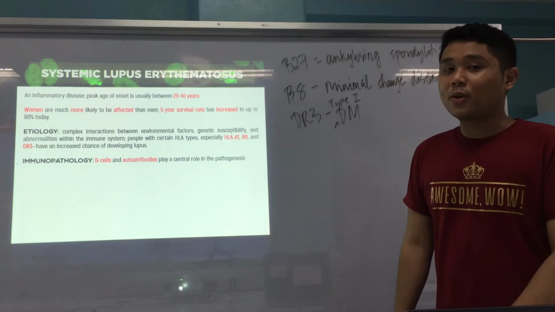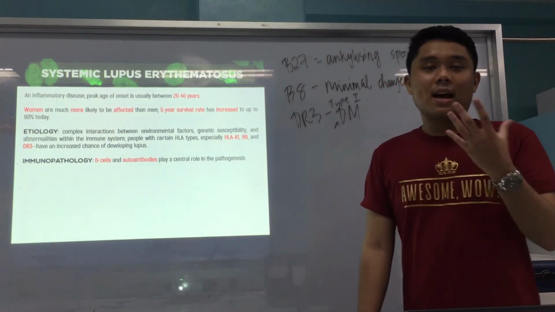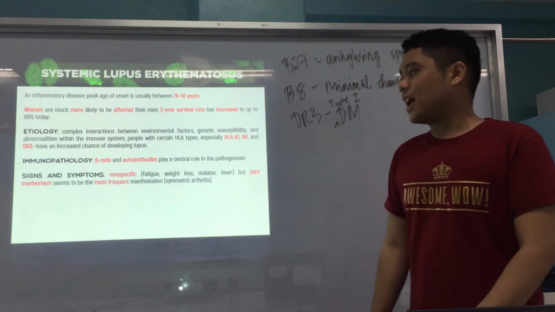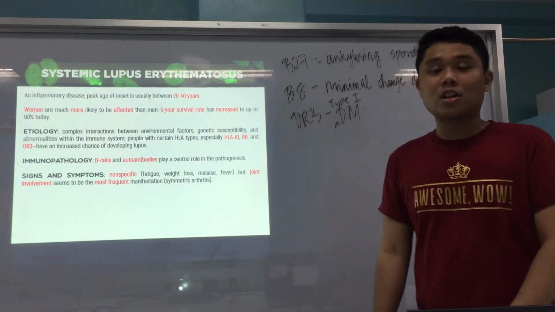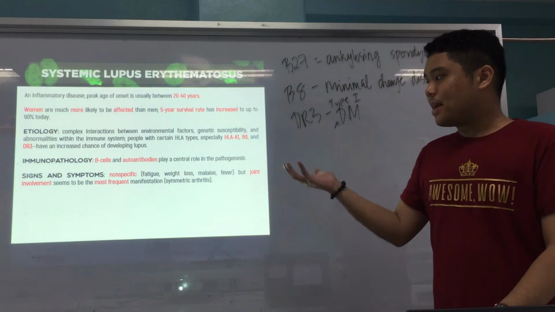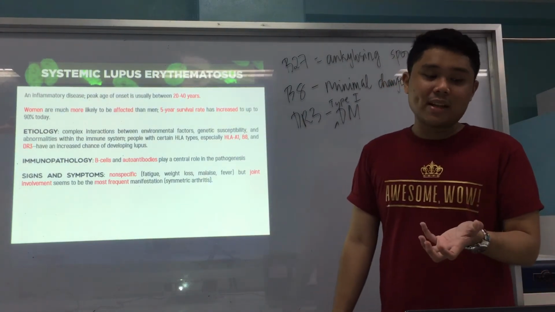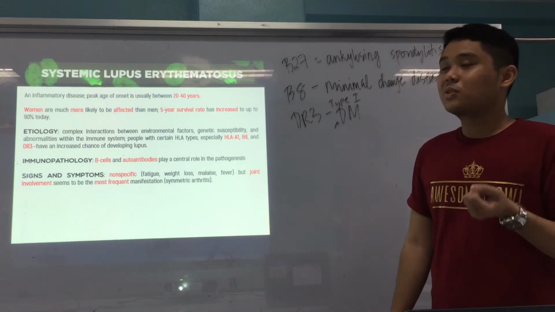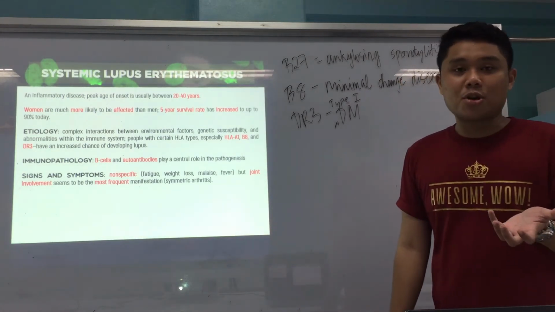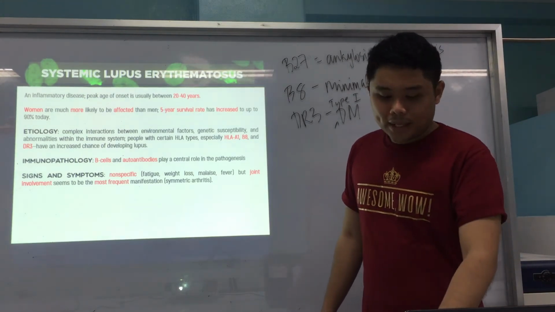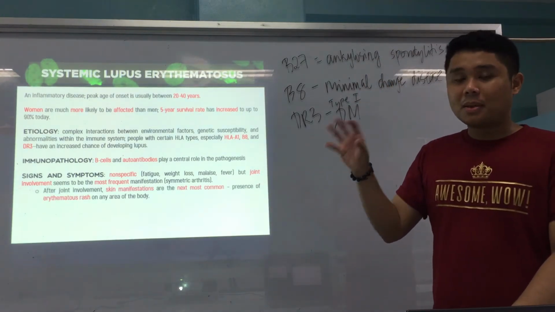So again, that's for etiology: complex interactions, genetics, environmental factors, and especially the presence of some HLA genes. Now for immunopathology, both B cells and autoantibodies are involved, so you produce autoantibodies. And for signs and symptoms, the first are non-specific: fatigue, myalgia, weight loss, malaise. But joint involvement is the most common, the most frequent manifestation, which is similar with rheumatoid arthritis in that the arthritis is symmetric.